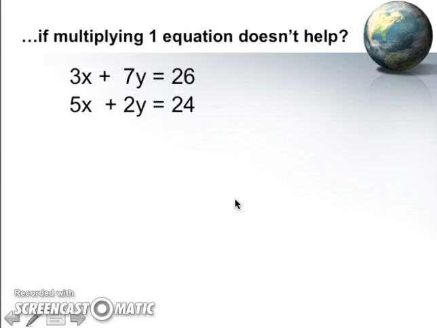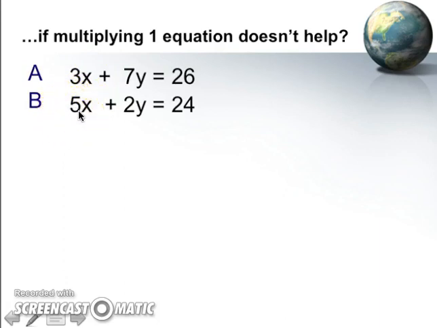Now for the final example. Here we've got 3x and 5x, 7y and 2y. Let's label those A and B. Now, there's nothing simple where we can just multiply to get the x the same or the y the same. We have to multiply both equations this time. If we multiply A by 5, we're going to get 15x here. And if we multiply B by 3, we're going to get 15x here.